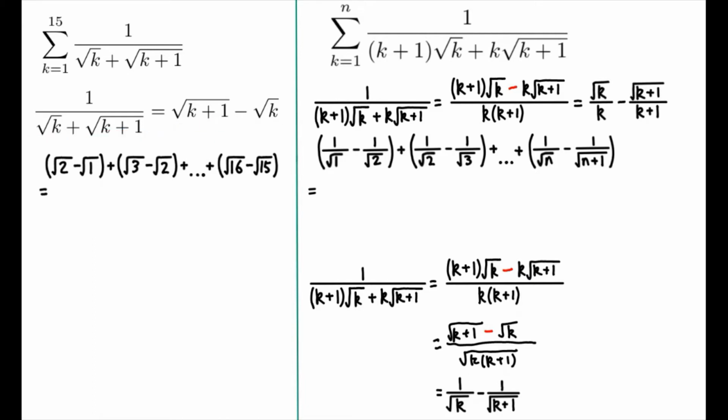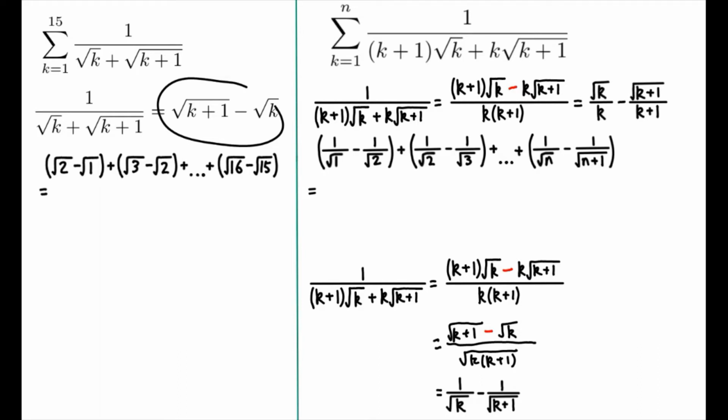Why is that? Well, if we multiply by the conjugate, which is square root of k+1 minus square root of k, then we get this on the numerator and 1 on the denominator, so this is just the same thing as that. So let's just do what we did in the last examples and put this into the sum.